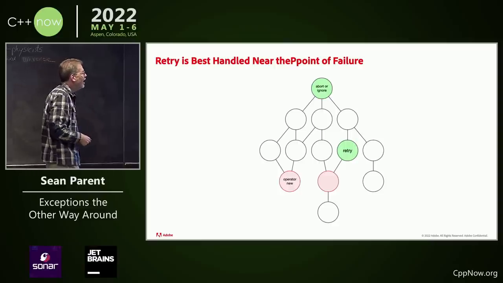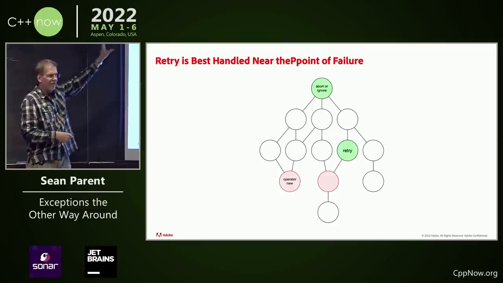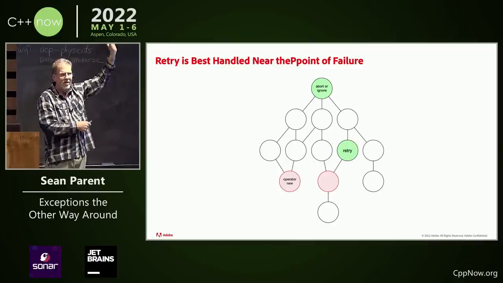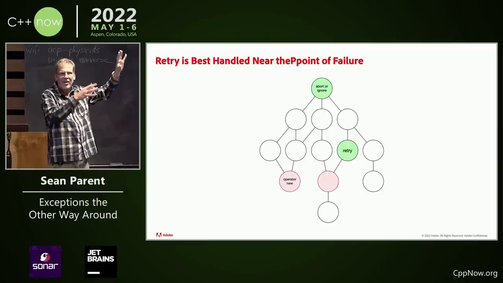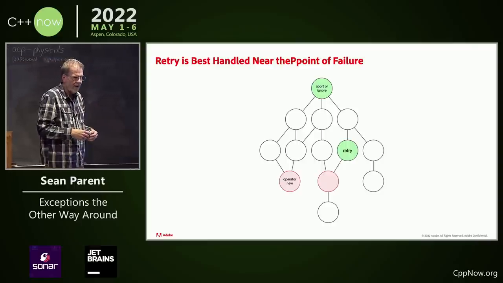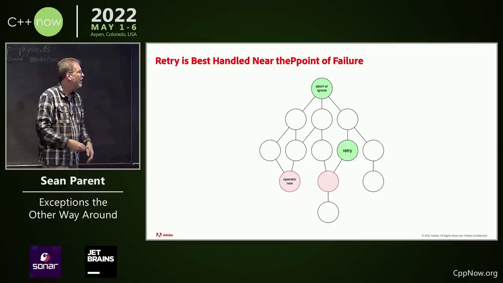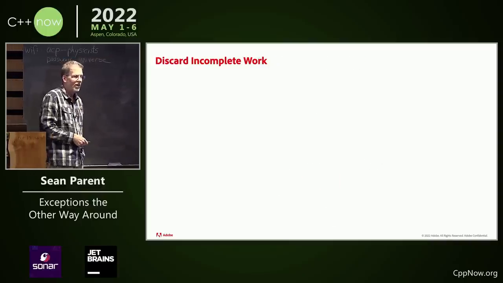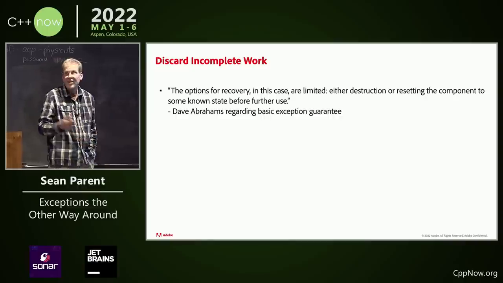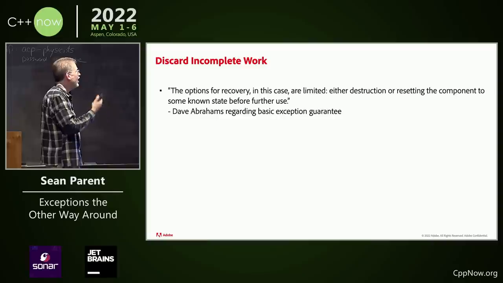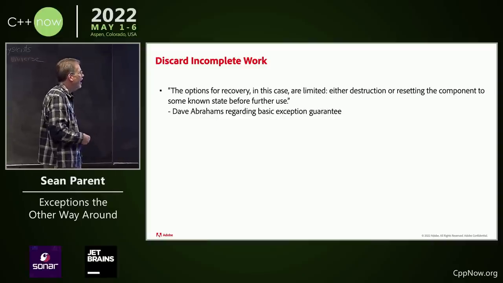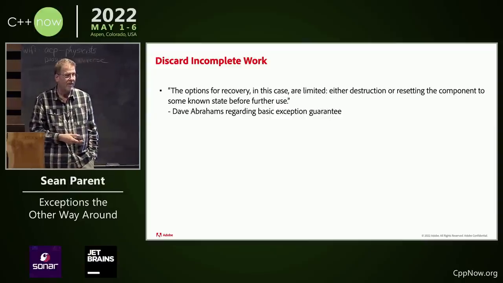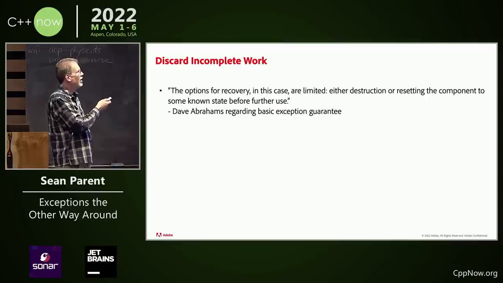Okay, so ignore, as with abort, is usually up near main, right? So this propagates all the way up, and you say, okay, discard that thing and start on the next thing. So what do we mean in these things when we say discard incomplete work? Well, Dave had this comment in his paper. He said the options for recovery in this case are limited: either destruction or resetting the component to some no state before further use. That's what we mean by discarding incomplete work.